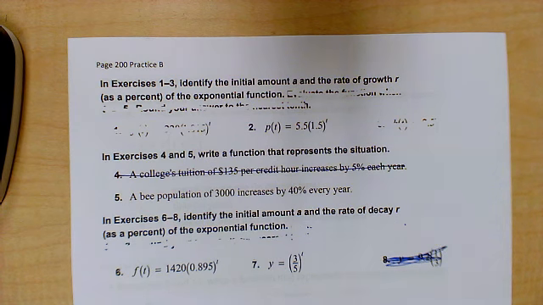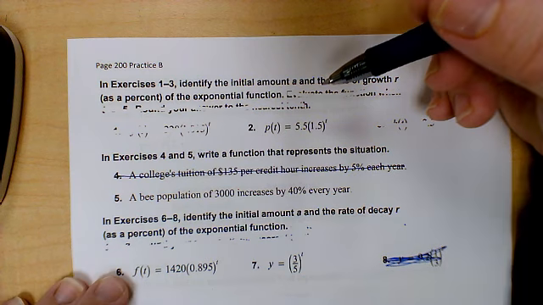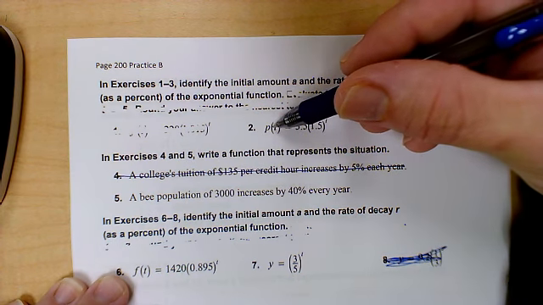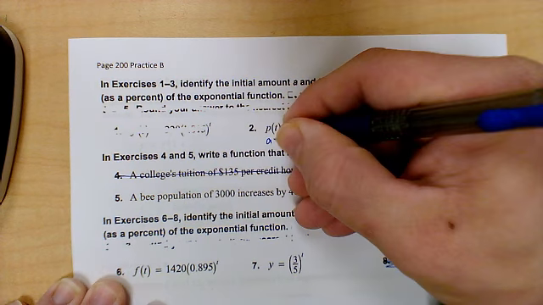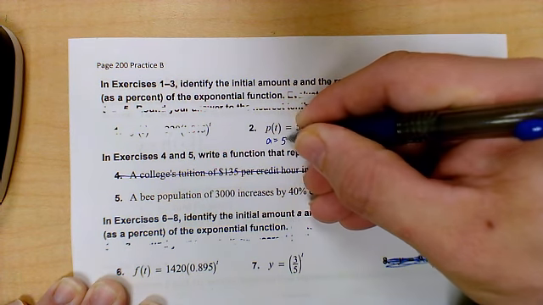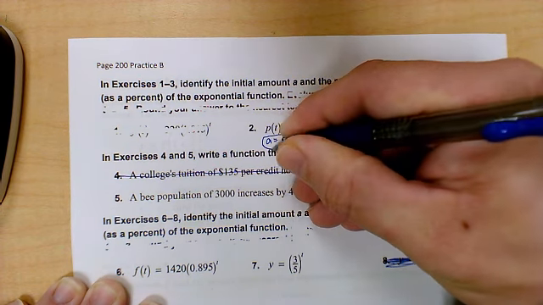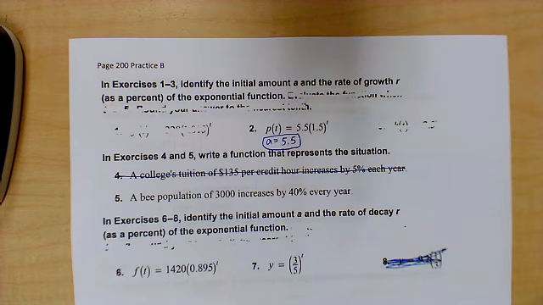So I'm picking this up on page 200 in your work text, which is practice B. What I'm going to do is talk about finding the initial amount, which is really easy. Let's go and do that part. If this is my function on number 2, my initial amount A is simply 5.5. That's my initial amount. Super easy part of the problem.